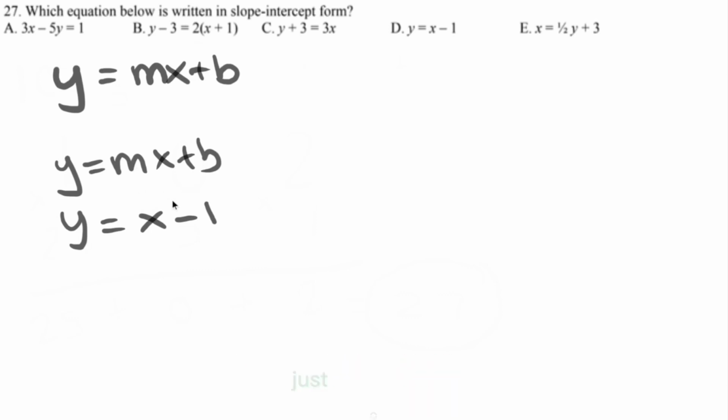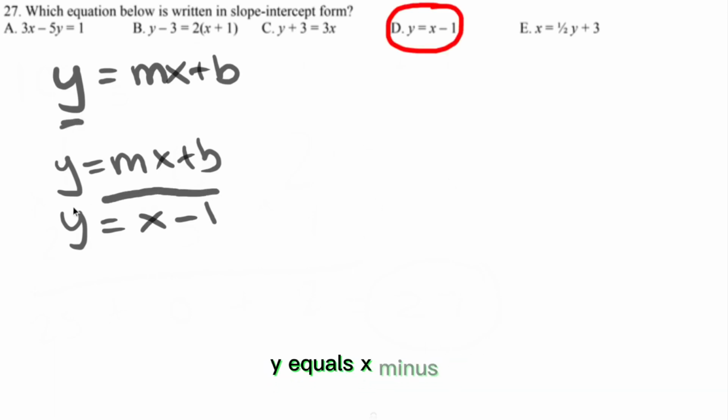Let's look at number E just to be sure. E. x equals 1/2 y plus 3. That is not it, because in the slope-intercept form, the y has to be by itself. So your answer is D. y equals x minus 1.